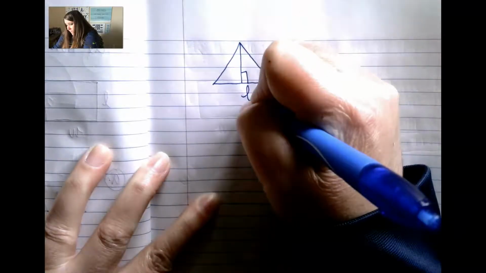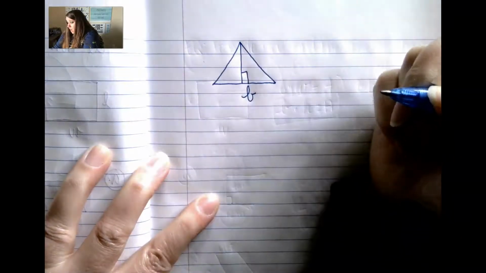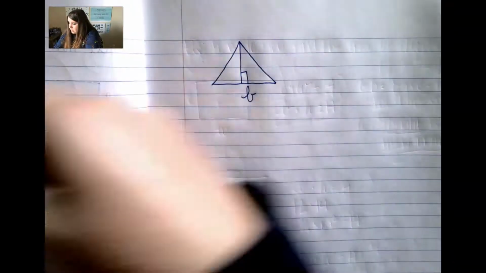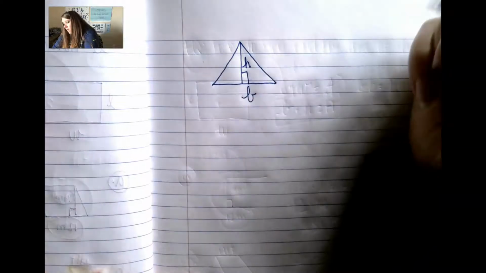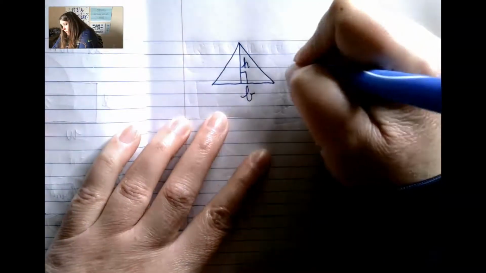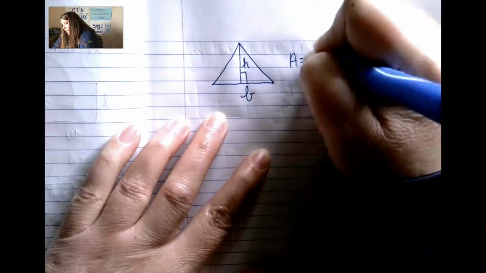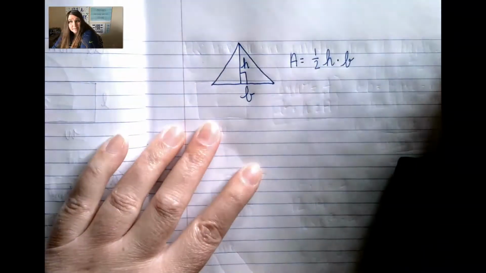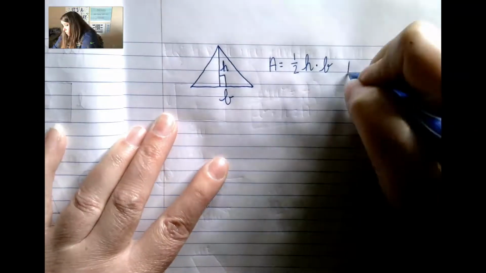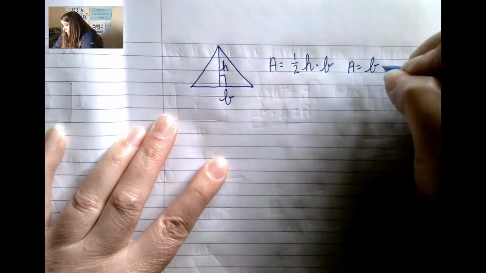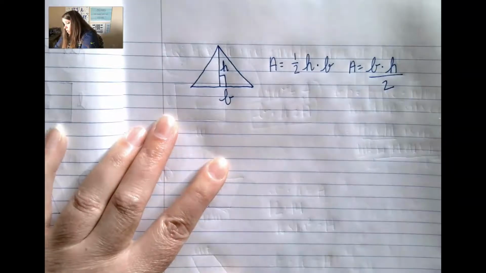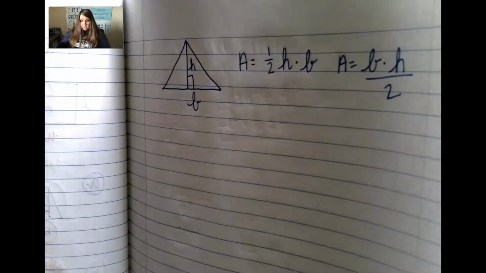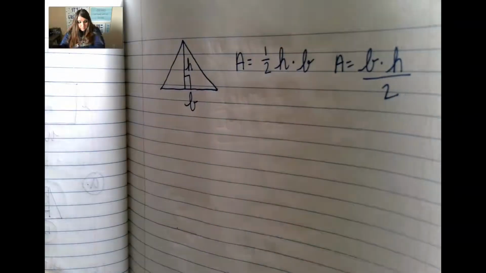Okay, again, we're going to use the base on the bottom of the triangle, and then we're going to use the height on the right angle. In order to solve this, a triangle, we're going to find the area by taking half of the height times the base, or half the base times the height, okay? Or you can write it like this: area equals base times height divided by 2. Because a triangle is just a square cut in half. And I will show you that in just a second in example C.